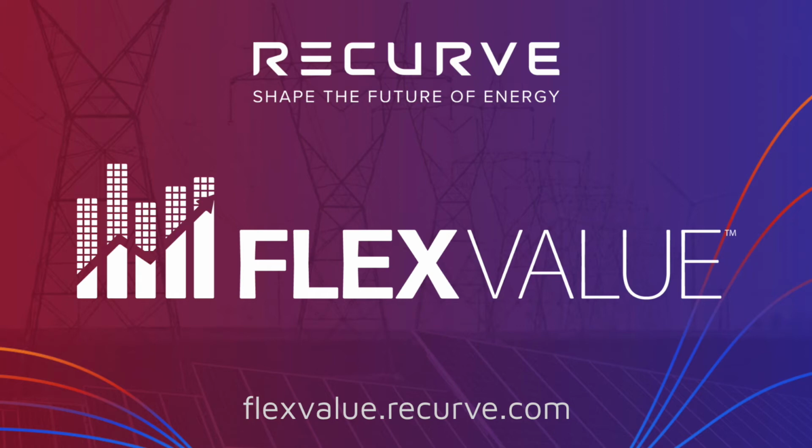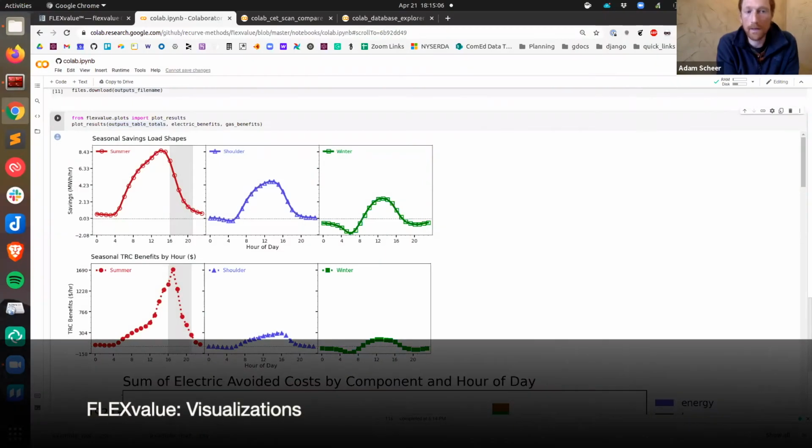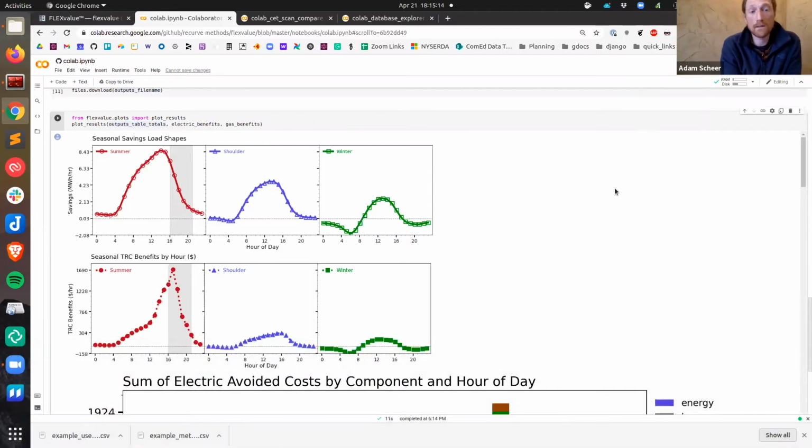These plots can be really, really powerful displays of what your program is accomplishing. So what we start with are a series of load shape plots. These top three panels on this graph, the red, the blue, and the green from left to right, are the average daily load shapes by season for the combination of measures that you input into your FLEXvalue scan.